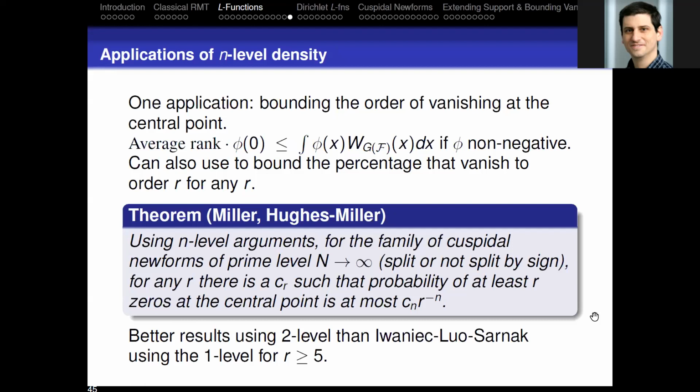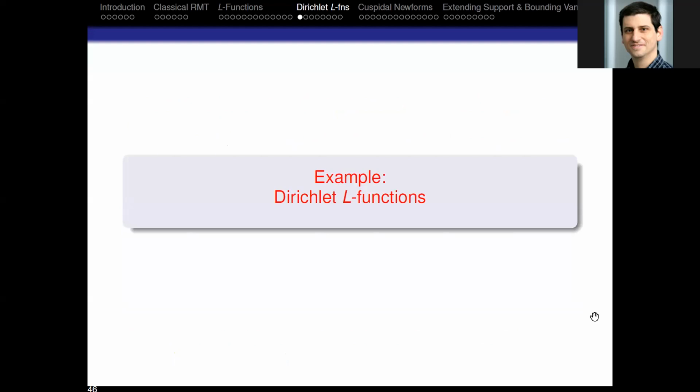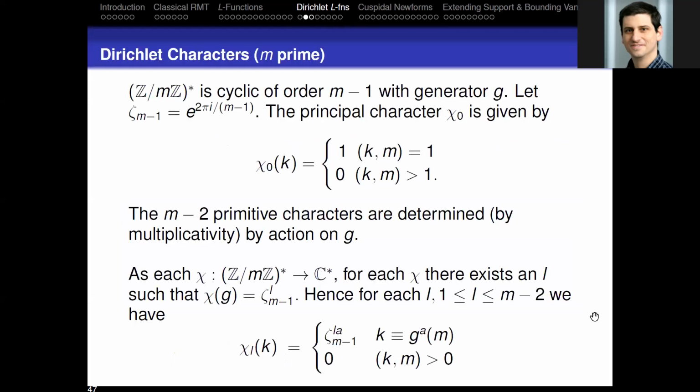So now turning to the next step, we're going to look at Dirichlet L-functions. Next slide. I'm going to go through this example in a little bit of detail to give you a flavor of how you do the calculations, and then we'll turn to cuspidal newforms and talk about some recent results. So next slide.